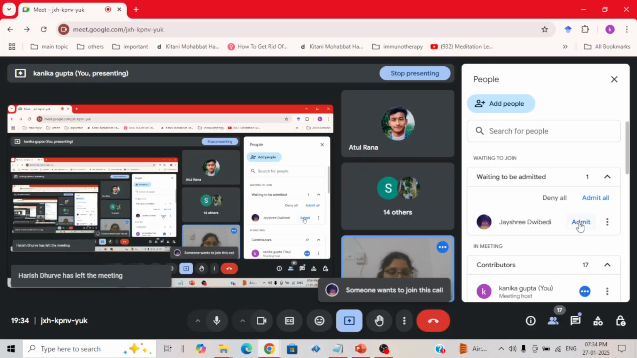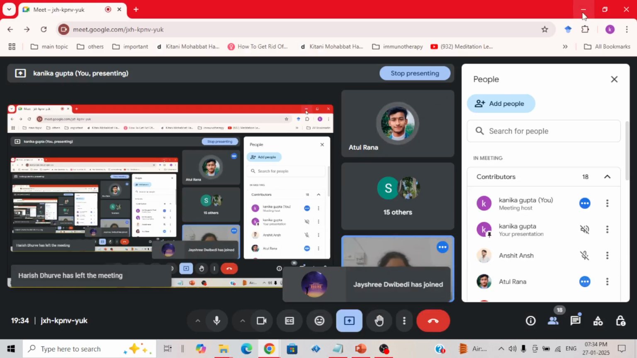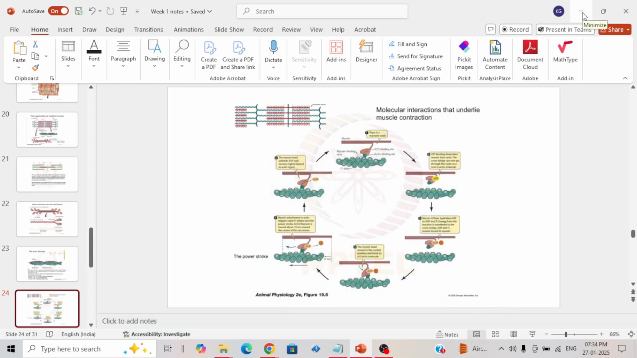Did everyone understand up to here? Yes, ma'am. Okay. Now, when this ADP and inorganic phosphate are still there in the ATP binding site, and the myosin head is also bound to the actin filament in the myosin binding site, now what happens is the inorganic phosphate is released from this ATP binding site. ADP is still there, but inorganic phosphate is released.